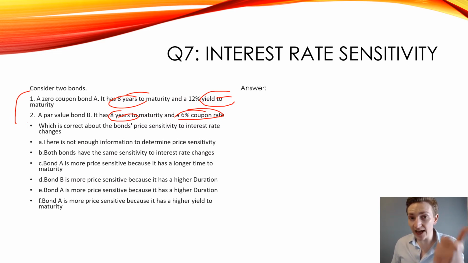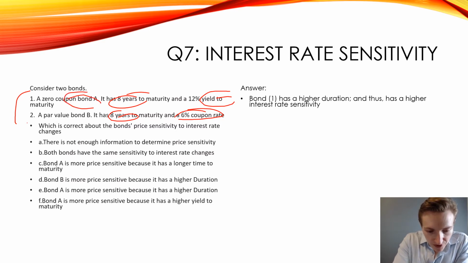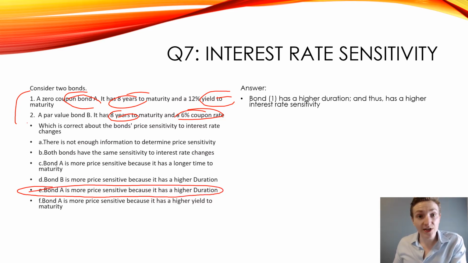We've got effectively an 8-year zero and an 8-year coupon. The 8-year zero is going to have the higher duration. As a result, the 8-year zero is going to be more sensitive to changes in interest rates. So therefore, what we can look at here is bond A, that's the 8-year zero. So bond A is going to be more price sensitive because it has a higher duration. And that's basically what our answer to this is ultimately going to be.